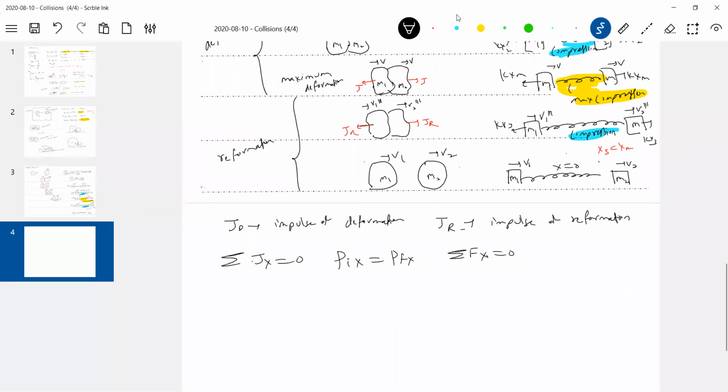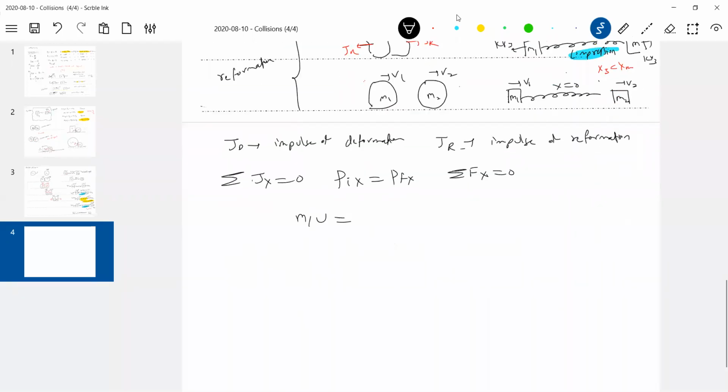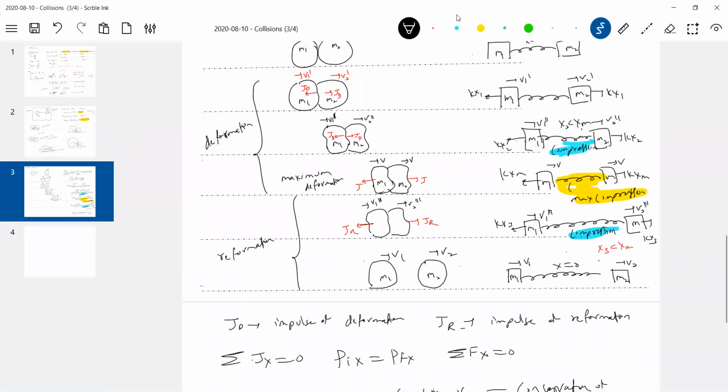So what is the initial momentum of the system? m1u. And the final: m1v1 plus m2v2. Since we are discussing along the x-axis, I'm not writing the v1 bar, v2 bar. So this is the conservation of linear momentum. So in collisions, can you apply conservation of linear momentum? The answer is yes, very much, because the net impulse acting during impact will be zero.